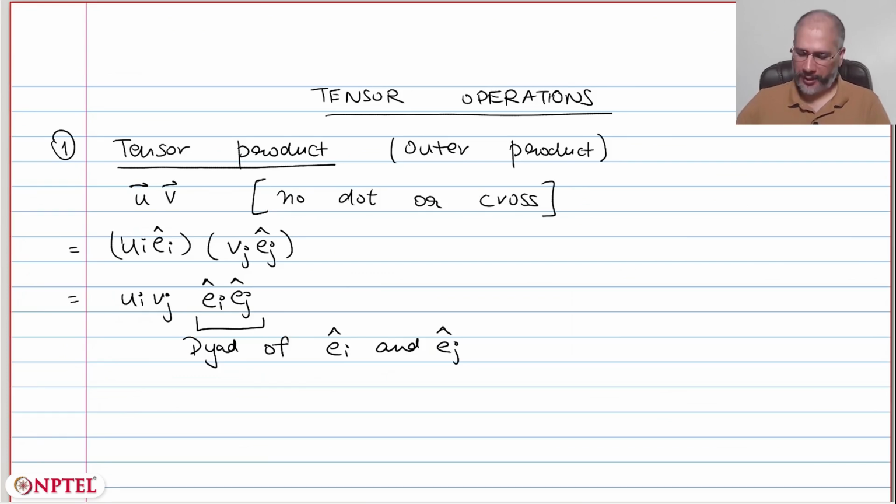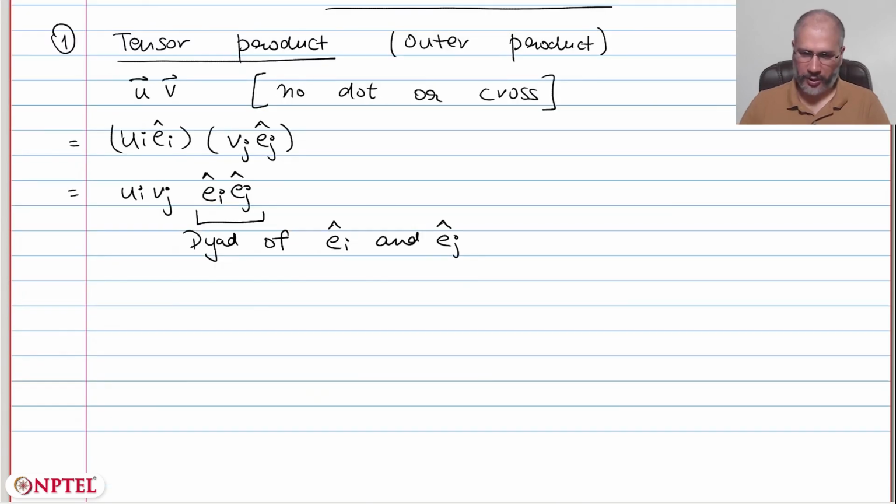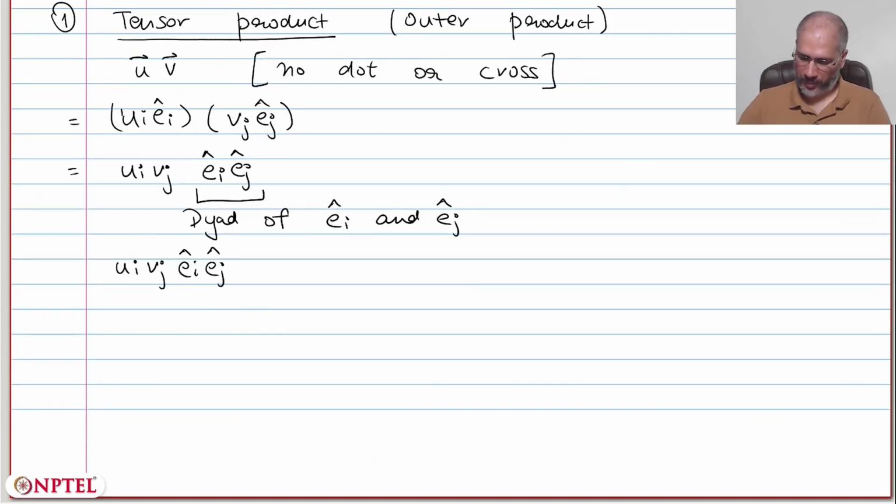So let's expand the expression, because as you can see in this expression we have repeated indices. You have ui ei and then you have a vj ej. So if I was to expand this by doing a sum over the indices i and the indices j, this would expand to a total of 9 terms added together. So let's write them down.